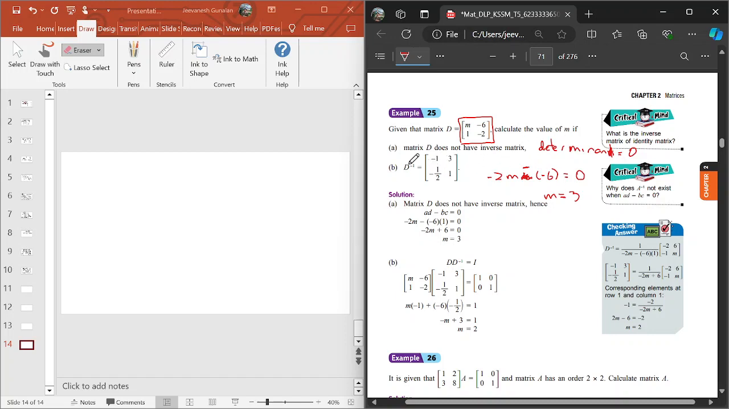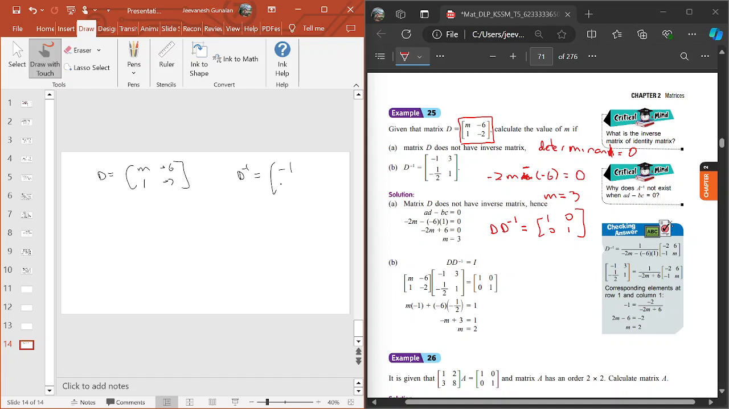And now if D inverse is this, so you've got D and you've got the D inverse, now you're just going to do the multiplication, and now you'll get 1100. So you know that you will get this value. Actually, you know what, let me do the multiplication. D is m 1 negative 6 negative 2, and D inverse is negative 1 negative 1 over 2 3 1. Okay, let's do it.